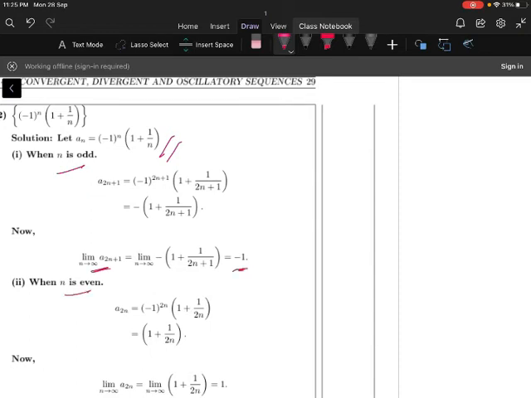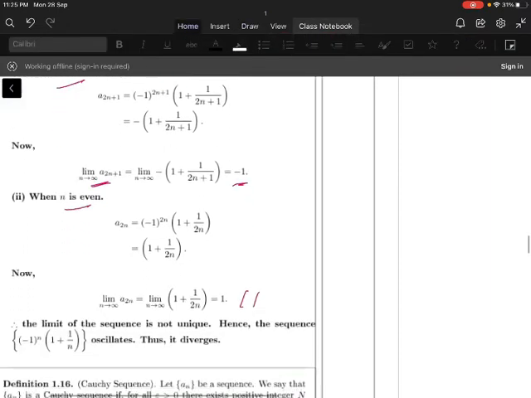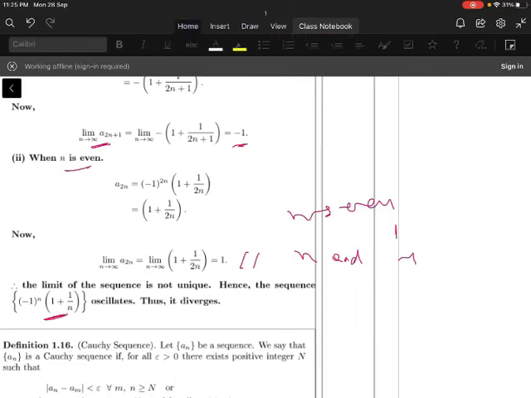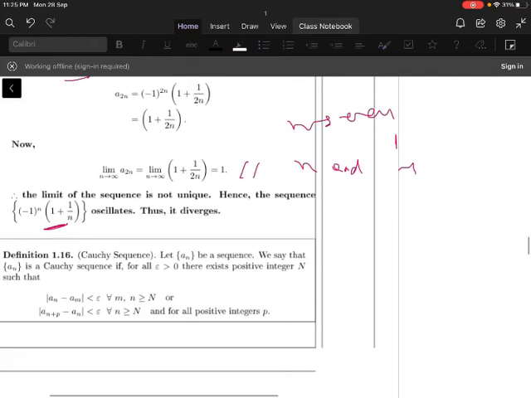Let us apply the limit as n tends to infinity. So that is -1. When n is even, that is +1. So as you can observe here, for n even, the limit point is +1. When n is odd, the limit point is -1. There are two limit points, so there is no unique limit point. Therefore the given sequence is a divergent sequence. It means it oscillates between -1 and +1.